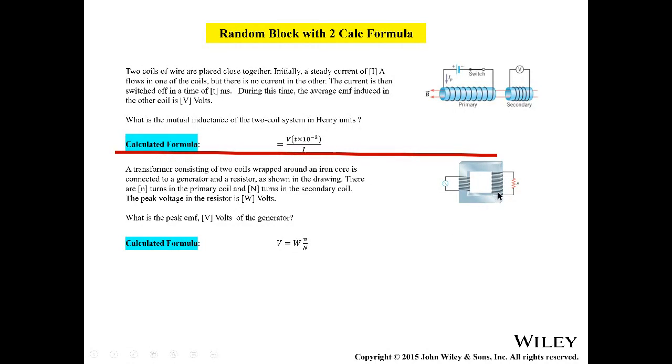And then for the transformer, oh, it's very easy. The voltage step up or step down depends on the number of turns. And what they told you is that the primary coil has a small number of turns and the secondary coil has a bigger number of turns. So what is the resultant voltage? Well, it depends on how much bigger the number of turns is. It's the ratio of the number of turns times whatever is your original voltage. So this is the calculator formula.